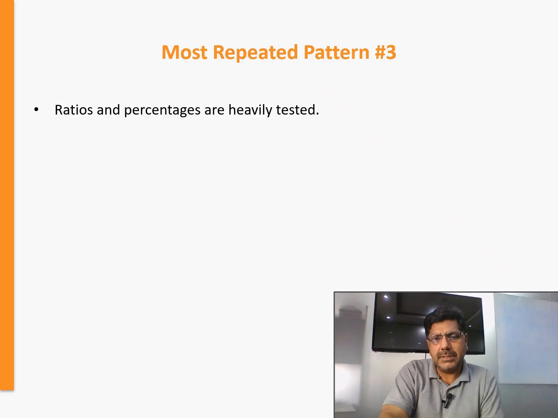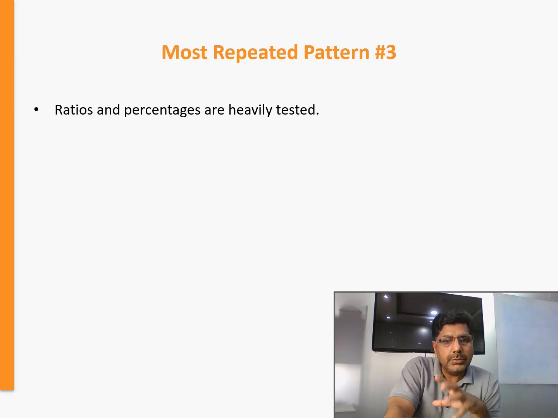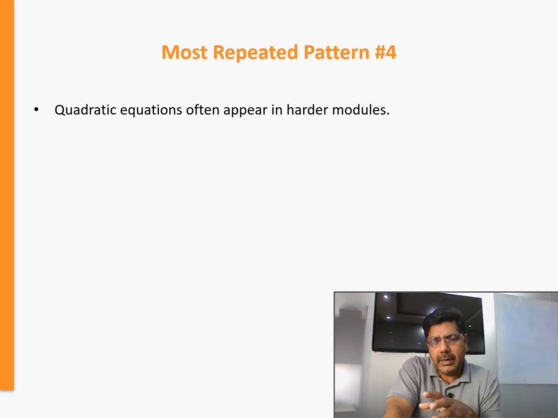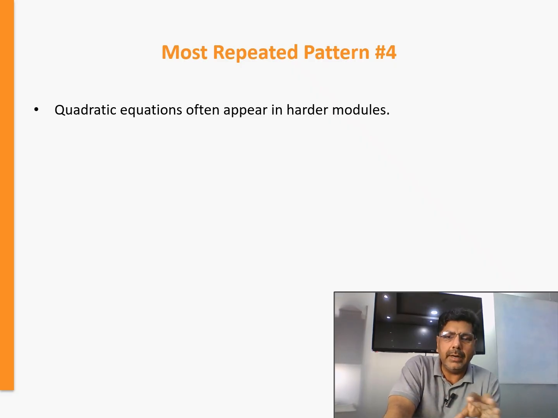And ratios and percentages are heavily tested. So this is the third pattern that is coming. So how to find the ratio, how to find the percentage, we will be discussing in a simpler way, the easiest way to save that time. So quadratic equations often appear in the harder module, so we will discuss them in the harder module.